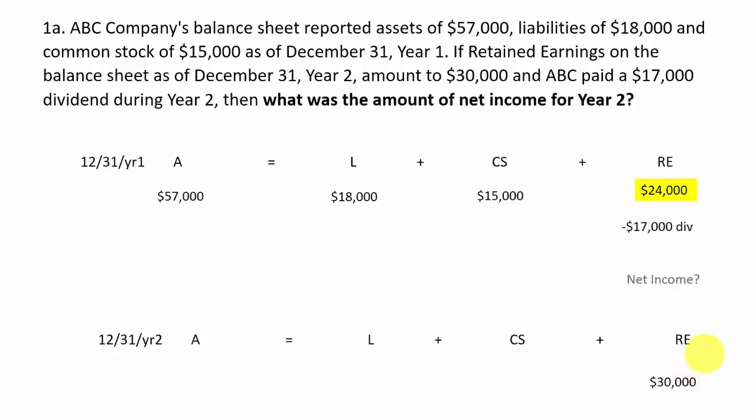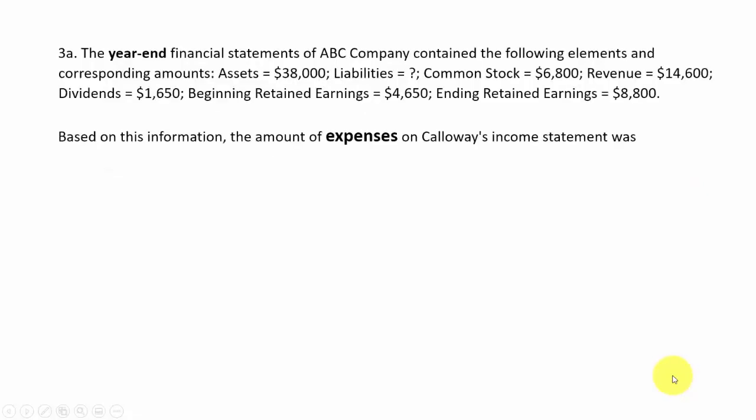So what we're trying to find out is, what is net income in year 2? So 24 minus the dividend payment plus whatever net income was had to equal $30,000. If it went up $6,000, even after you paid out this dividend of $17,000, the net income must be the difference between that $17,000 and the $6,000 increase, which makes it $23,000. And you can check this by saying 24 minus 17 plus net income of 23 should equal 30, and it does. Let's go to our next question.